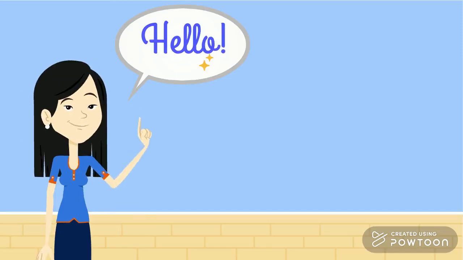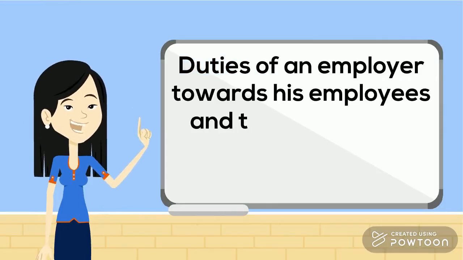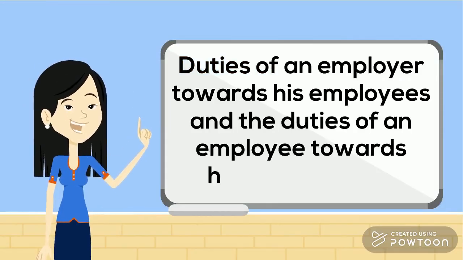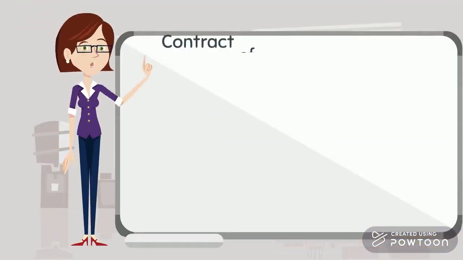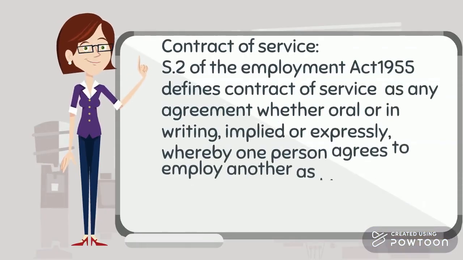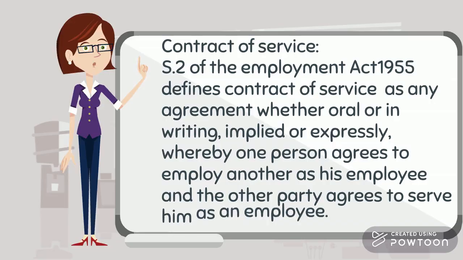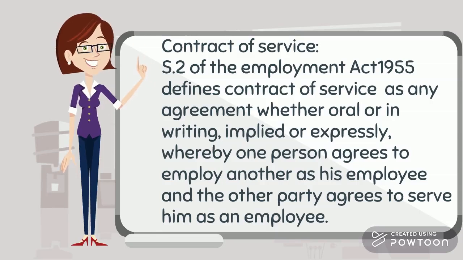Hello everyone! In this video I will explain about duties of an employer towards his employees and the duties of an employee towards his or her employer. In Contract of Service, S2 of the Employment Act, 1955 defines contract of service as any agreement, whether oral or in writing, implied or expressly, whereby one person agrees to employ another as his employee and the other party agrees to serve him as an employee.